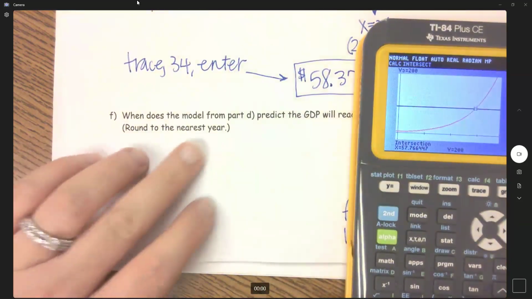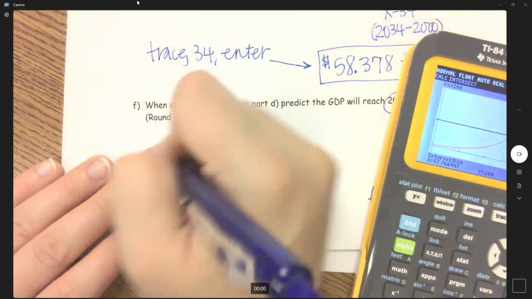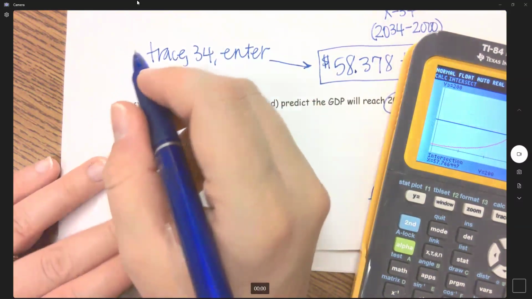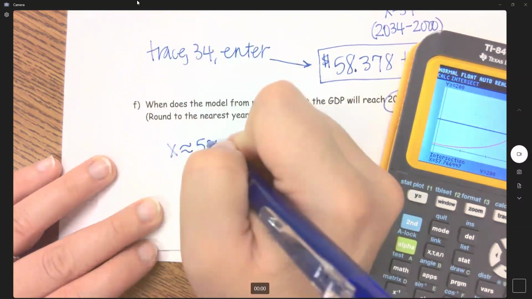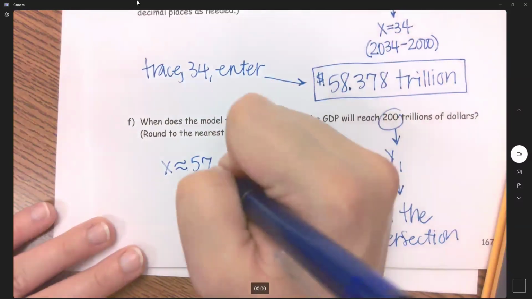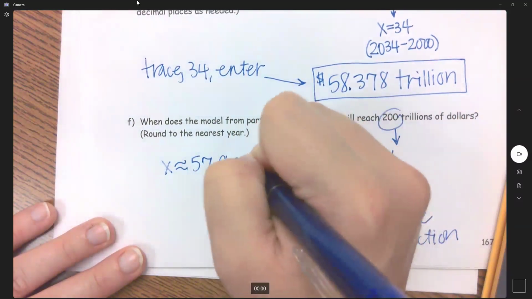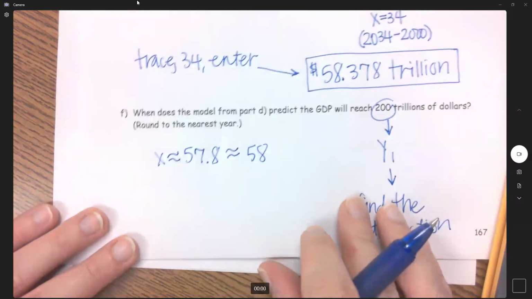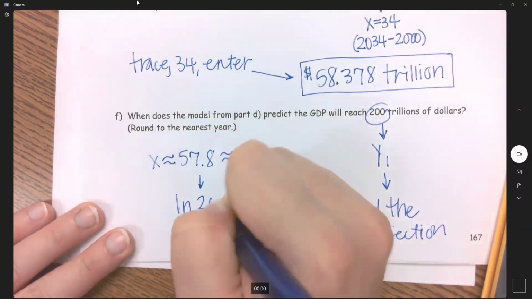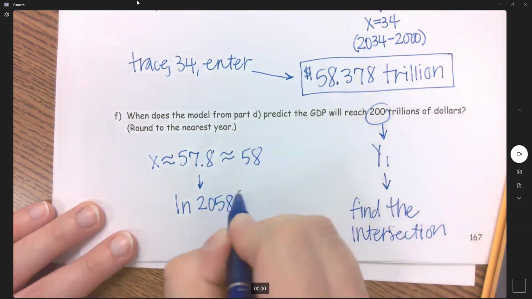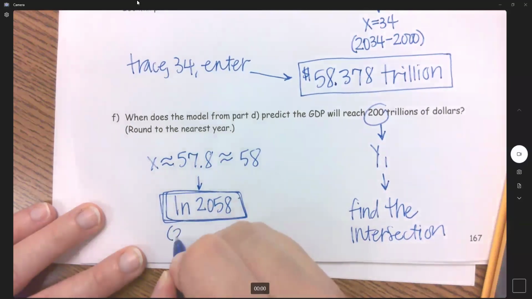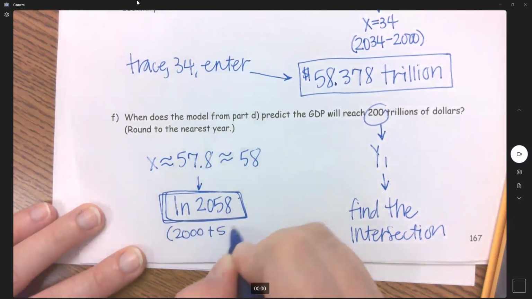Does this one tell me how to round to the nearest year? So X is about 57.8. A little bit nicer. 57.8, which is about 58. So therefore, we are in the year of 2058. 2000 plus 58.